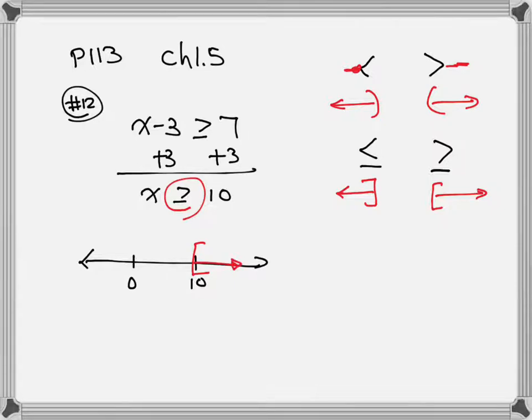Okay, the last step is called the interval notation. Interval notation follows the graph. Bracket 10. If they are going to the right, the right side will be positive infinity. Infinity side is always a parenthesis. Okay, so that's the answer.